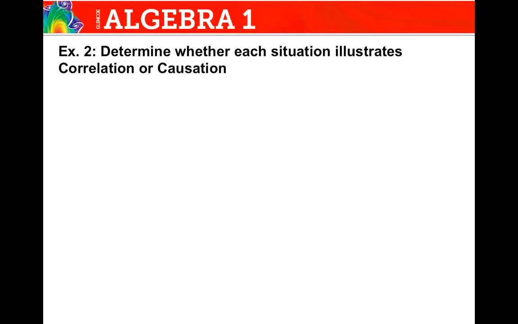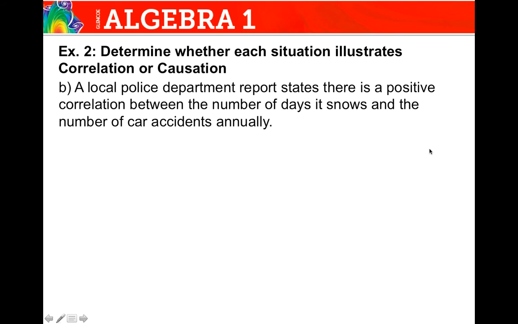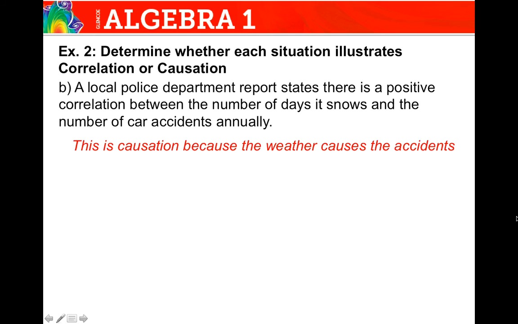Let's look at B. A local police department report states that there's a positive correlation between the number of days it snows and the number of car accidents annually. Well, we live in Minnesota. We know what this is like. The more and more snow we get, the worse the driving conditions can be, and therefore more car accidents. So this would be an example of causation because weather can be a contributing factor to those accidents.